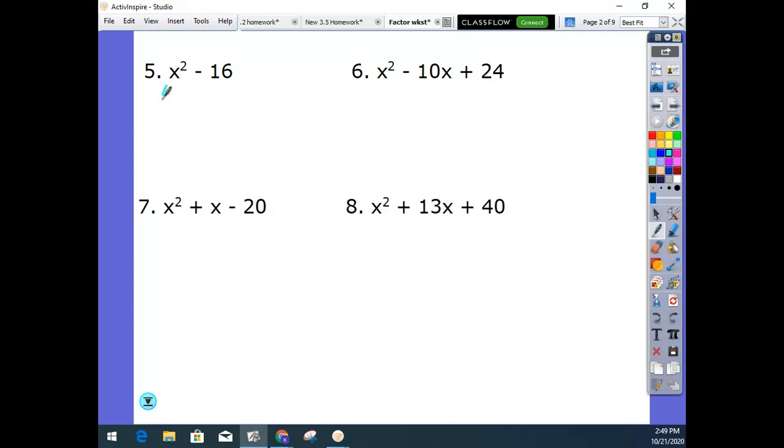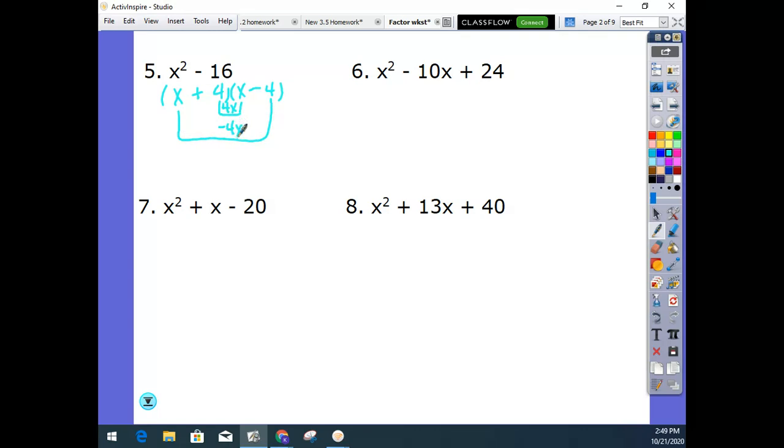All right. There's not a GCF, but there's also not a middle term. That means everything's got to match except for the sign, because they have to multiply to get negative 16, but they have to add together to get 0. Positive 4x, negative 4x cancel out. That's why there is not an x in the middle.